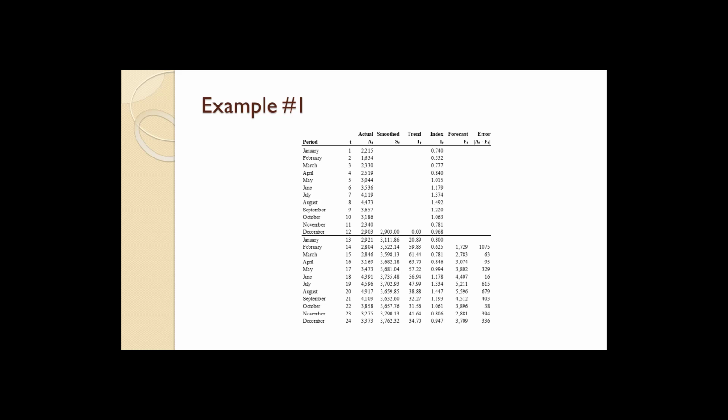4,391 minus 4,407 equals 16. 4,596 minus 5,211 equals 615. 4,117 minus 5,596 equals 679. 4,109 minus 4,512 equals 403. 3,858 minus 3,896 equals 38. 3,275 minus 2,881 equals 394. 3,373 minus 3,709 equals 336. While not shown on the screen, these values average to a MAD of 368.